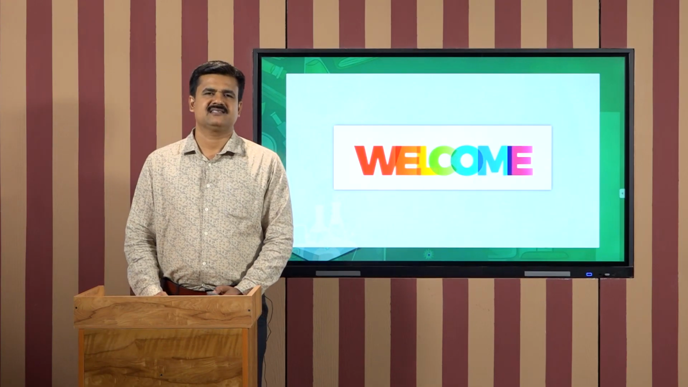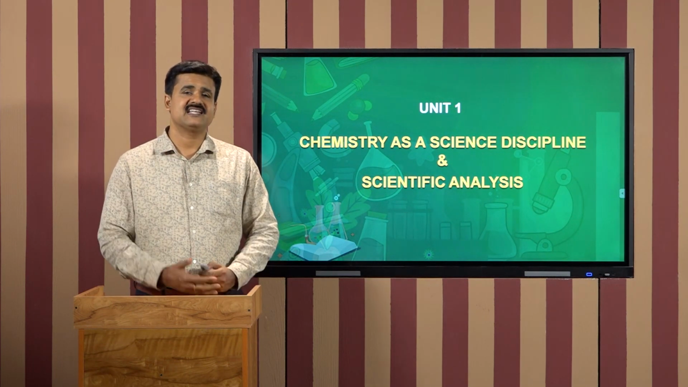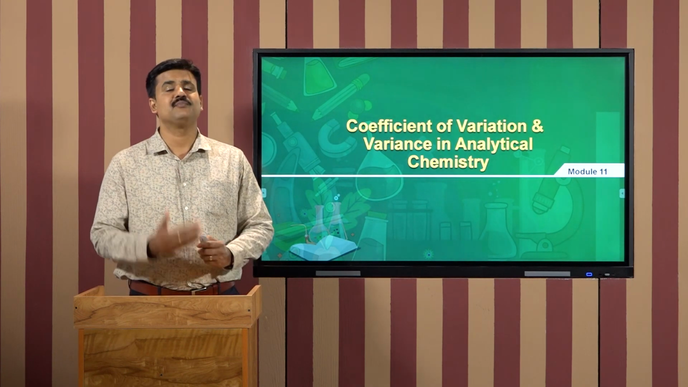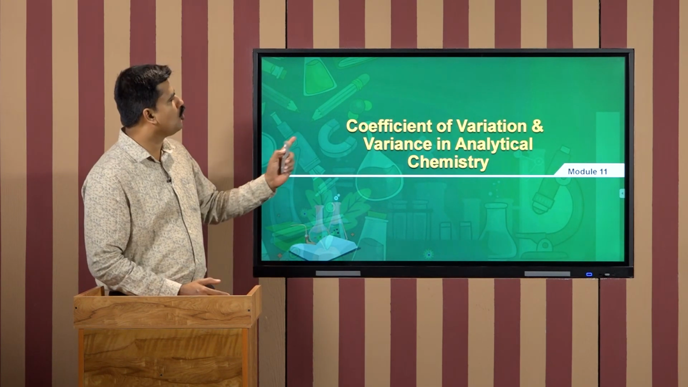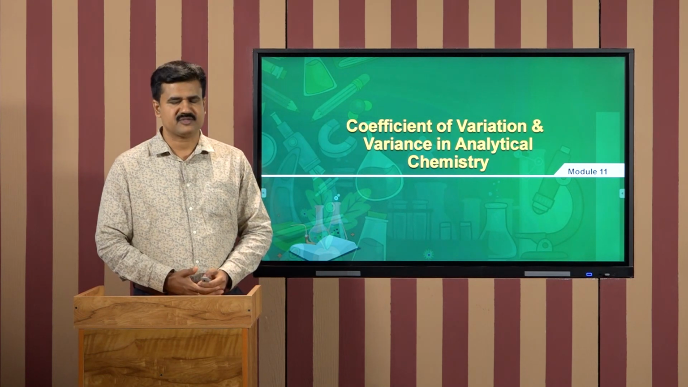Welcome dear learners. We are continuing Unit 1 Chemistry as a Science Discipline and Scientific Analysis. In the present module, we are focusing on coefficient of variation and variance in analytical chemistry.